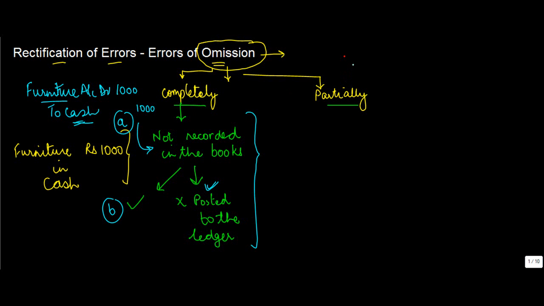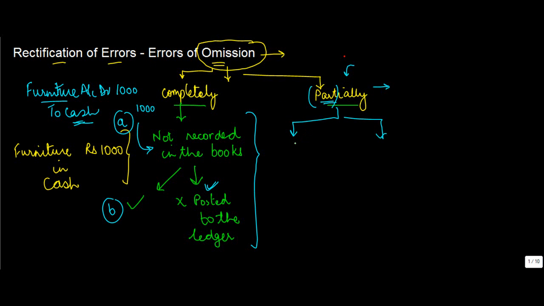Coming to error of partial omission. When you miss out to record the transaction partially, that is called error of partial omission. Partial means what? Not complete. Part of. Partial comes from the word part. Only a part of the transaction is missed, and this can happen in two forms.